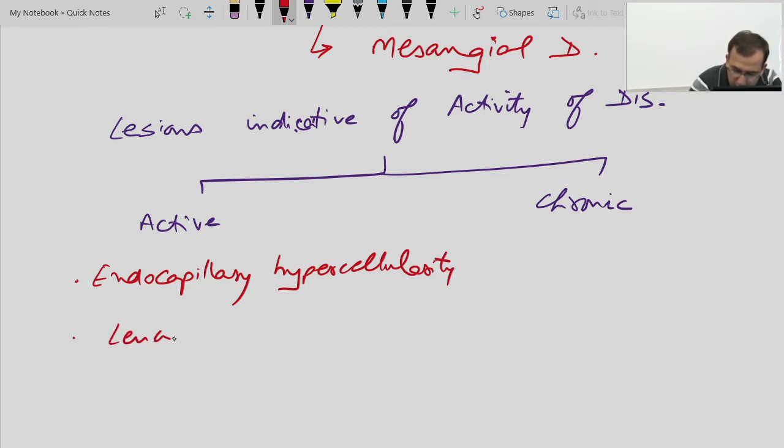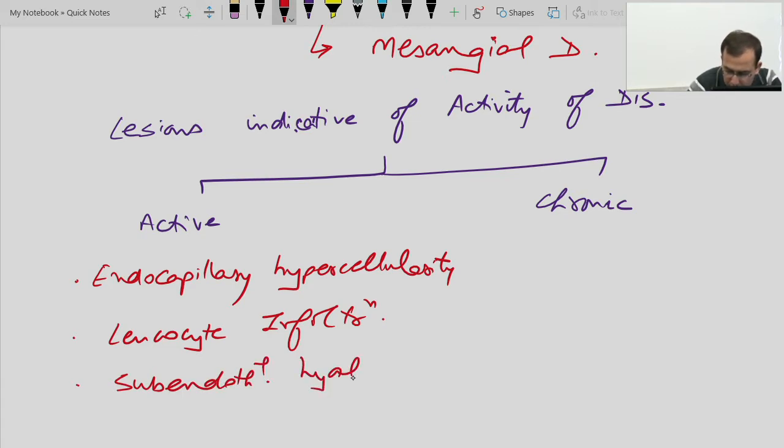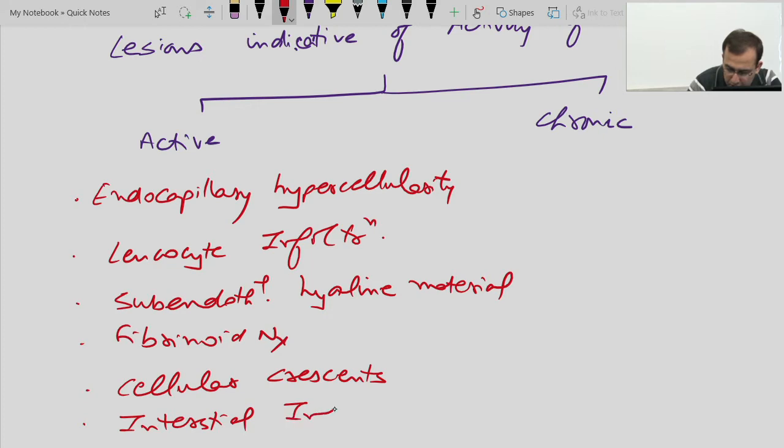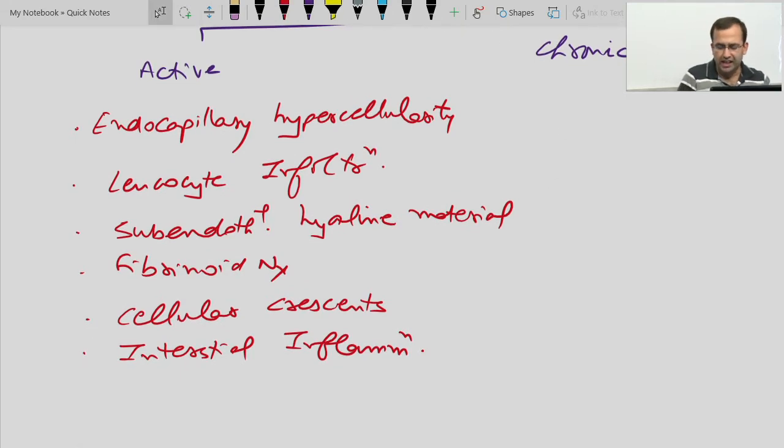leukocyte infiltration, subendothelial deposits or subendothelial hyaline material, and fibrinoid necrosis. You very well know fibrinoid necrosis is more aggressive in nature. Also cellular crescents or interstitial inflammation. This is active lupus nephritis. Easy: something is proliferating, leukocytes are coming in, subendothelial deposits, fibrinoid necrosis, cellular crescents or interstitial inflammation.